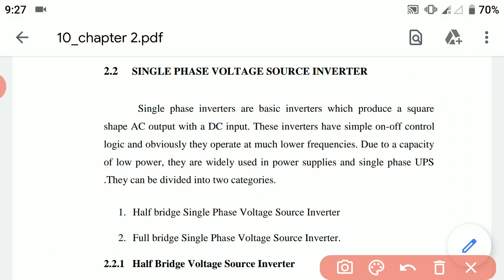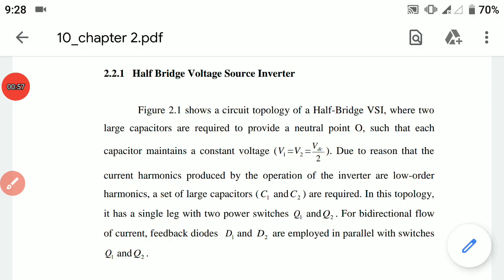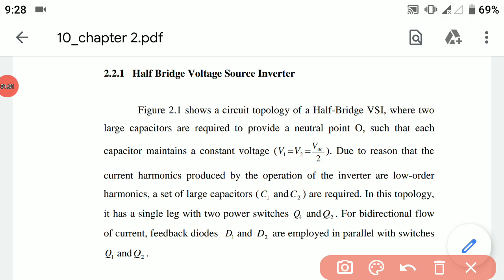These single phase voltage source inverters can be of two types: half bridge single phase voltage source inverters or full bridge single phase voltage source inverters. Firstly, we will discuss half bridge single phase voltage source inverters. Here is the construction of the half bridge single phase voltage source inverter.